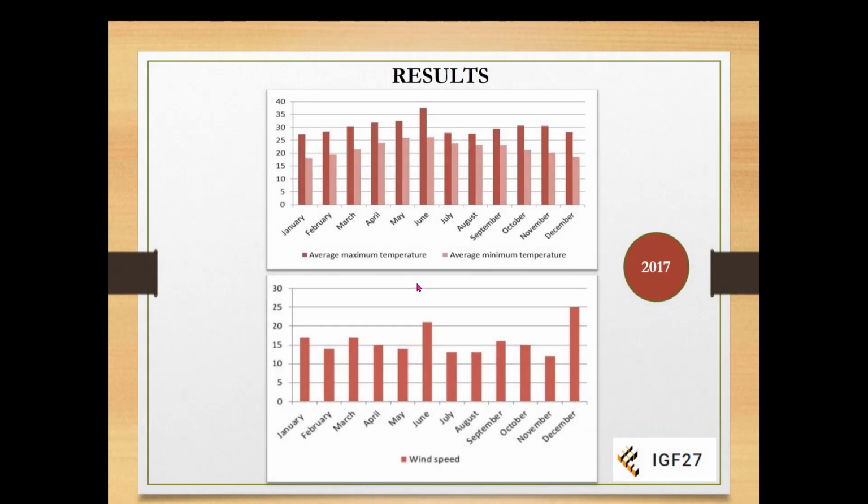For the results, firstly we need to feed our program some important information from 2017 in Oman. This includes the maximum average temperature, the minimum one, and also wind speed.